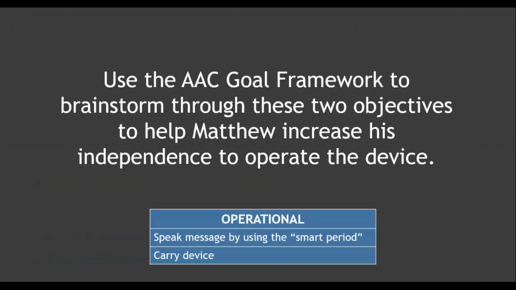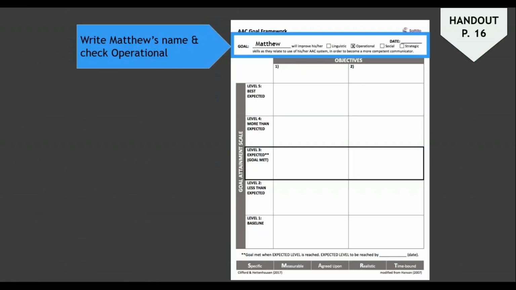So using the goal framework, we're going to brainstorm through these objectives to help Matthew increase his independence to operate the device. So we start with writing Matthew's name and checking operational. And again, this is on pages 16 and 17 on your handout, so no worries about getting every word down here.